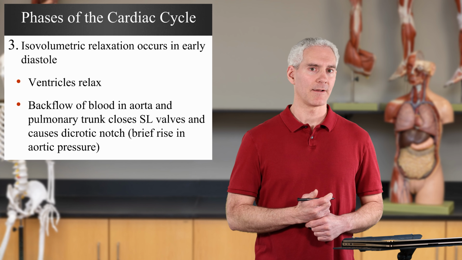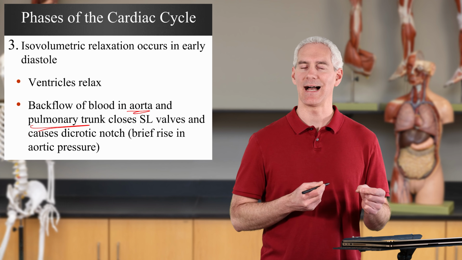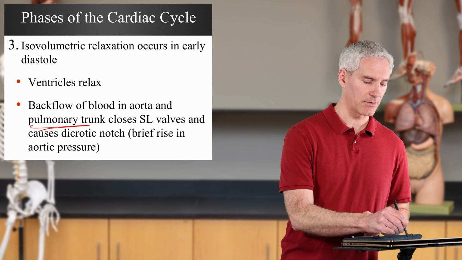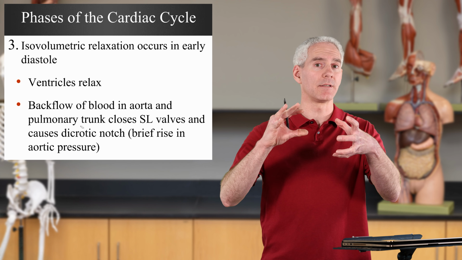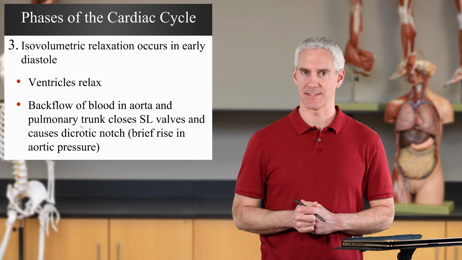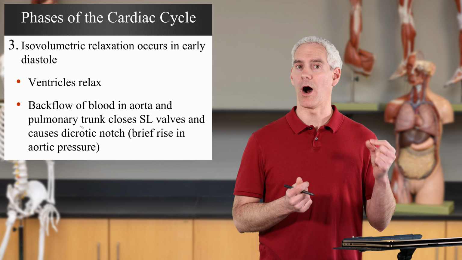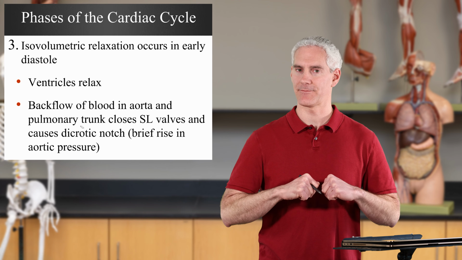Backflow of the blood, though, from, for example, the aorta and the pulmonary trunk, is blocked because the semilunar valves have closed. So as the ventricle starts to open, semilunar valves snap shut to catch the blood from coming back down. Remember, all four of the valves, their purpose is to prevent backflow in the system.